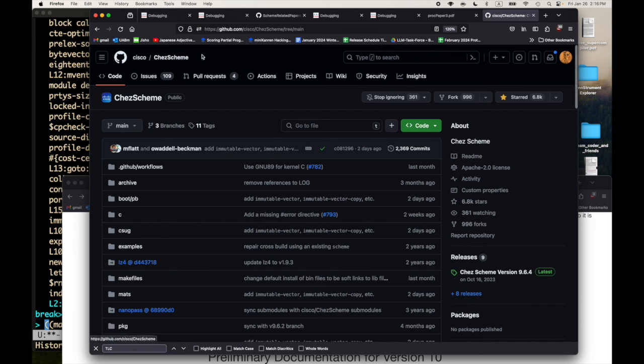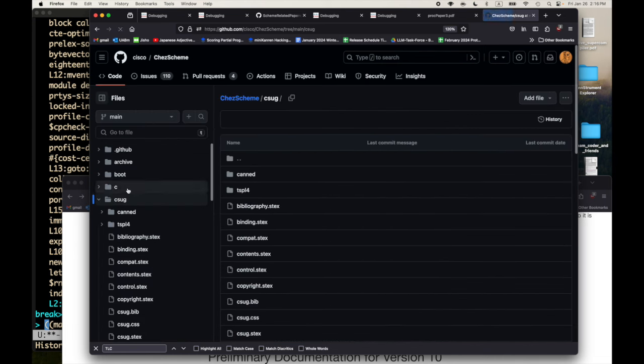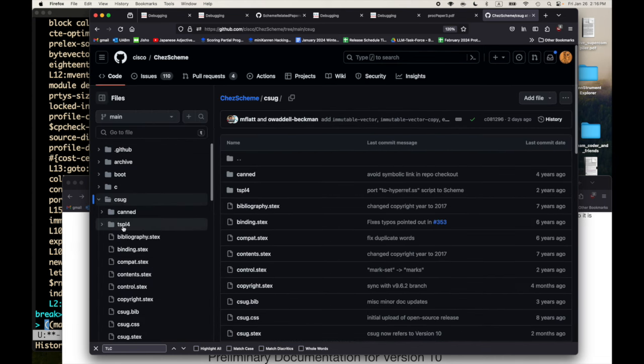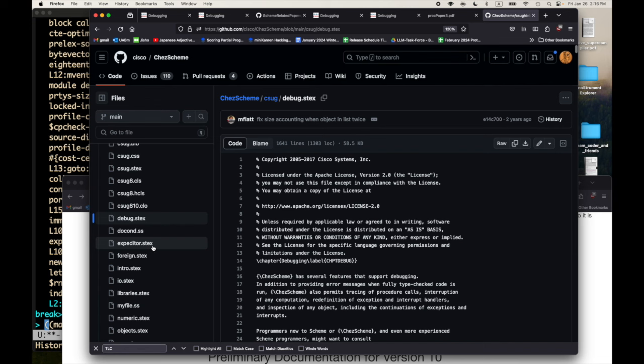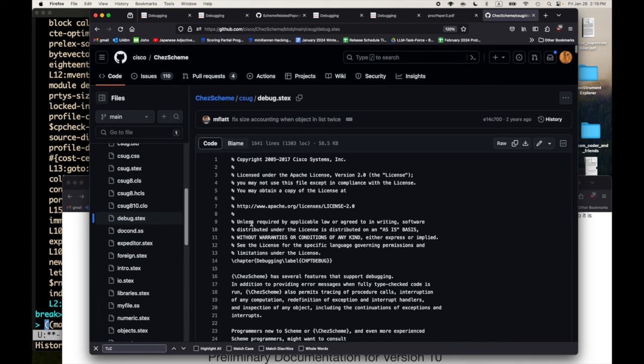Because Chez Scheme is now open source, and you can find not just the code for Chez Scheme, but also the Chez Scheme User's Guide. And along with that, The Scheme Programming Language, 4th edition, all these files are here. We can go and look at the debug, which is like a Scheme version of TeX, I believe, that Kent came up with. So this is like a Scheme TeX.